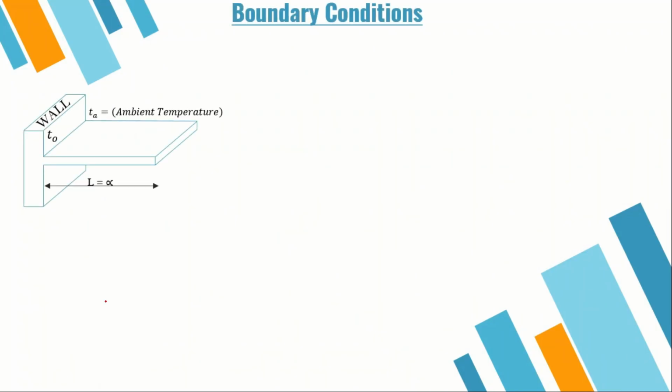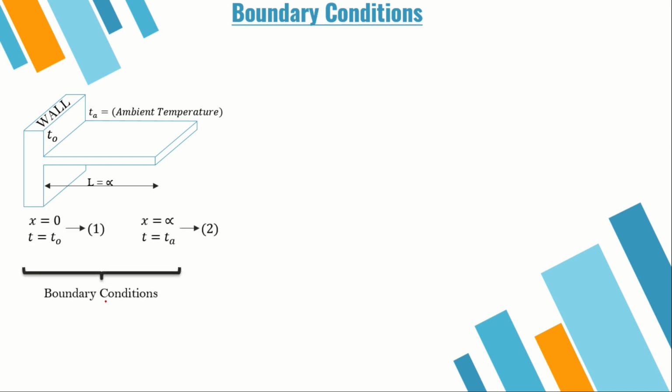Now we will also learn how to calculate the boundary conditions. As we have let T minus Ta as theta, the boundary conditions will also change according to theta. The first boundary condition is at the wall, x is equal to 0 and theta is equal to theta at the wall, at the starting point. Let us assume this as equation 1.